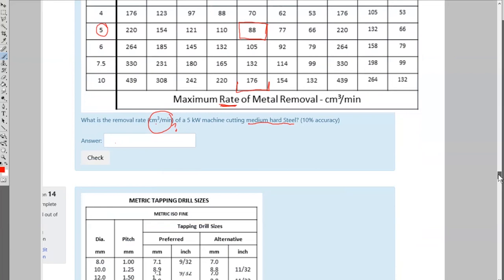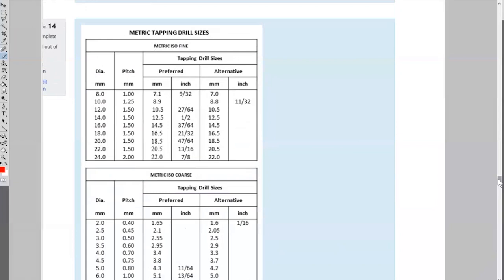All right, so we have a couple of charts here. This is drill tapping sizes. So when you tap a hole, most of you will be aware that, let's say we wanted to have an M12 tapped hole. If you drill out a 12 millimeter drill hole, we can't tap it because it's too big. That's the outside diameter of the thread. So the last thing you want to do is drill a 12 millimeter hole because you can't tap it.